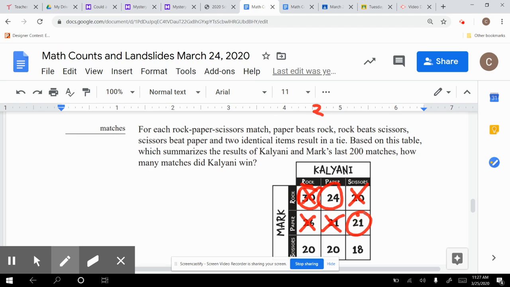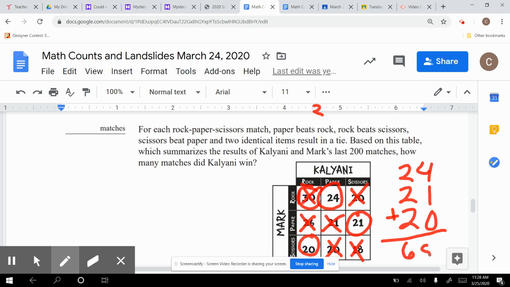Now, rock and scissors. Once again, rock beats scissors. Those are wins. Paper and scissors. Well, scissors beats paper, which means that they do not get those. And scissors and scissors, of course, those are all ties. So all we have to do is add up the numbers. We had 24 wins in this box, then 21 wins, then 20 wins, and when we add those together, we get 65. So the answer would be 65 matches.